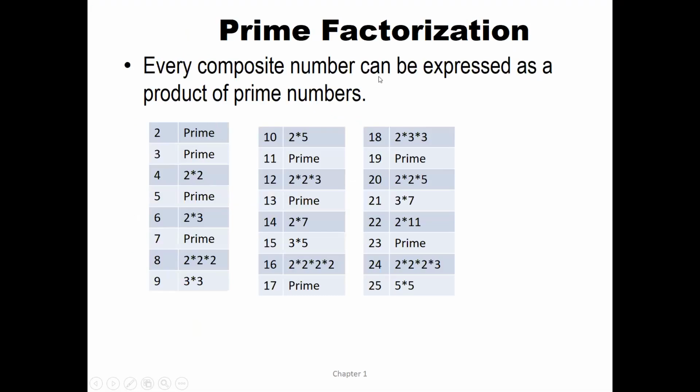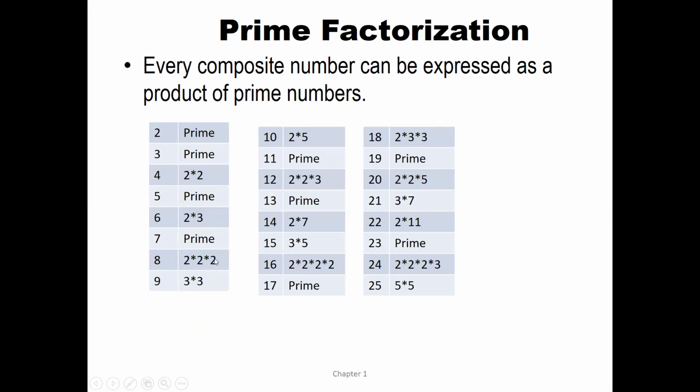Now we go through a process we call prime factorization. Every composite number can be expressed as a product of prime numbers. Now, composite numbers, so that takes out the primes. 4 is 2 times 2. 2 and 2 are primes. 6 is 2 times 3. They're prime numbers. 8, note, we're not limited to 2 factors.